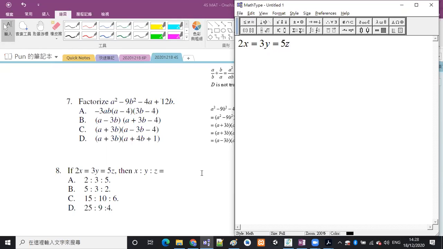Okay, so 2x is equal to 3y is equal to 5z now, and then I will let these three things, so all of them are equal, right? And all of them are equal to k. Do you understand?